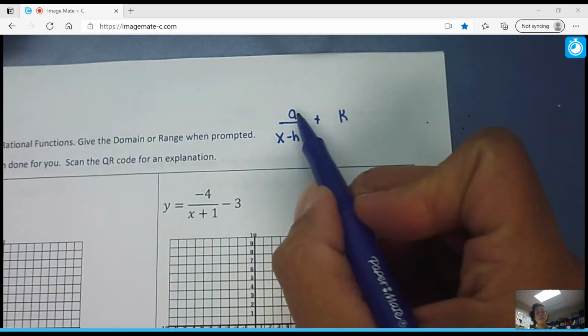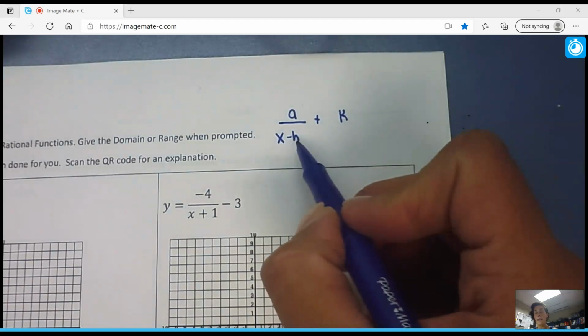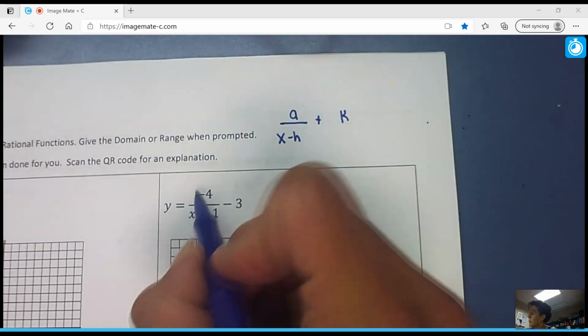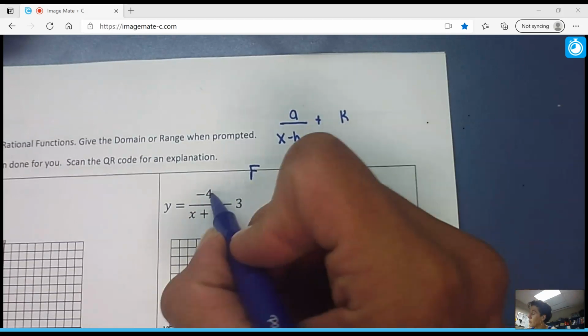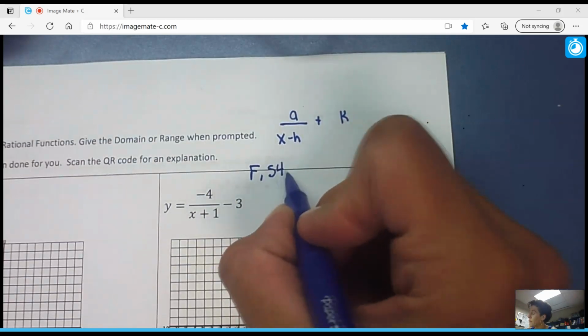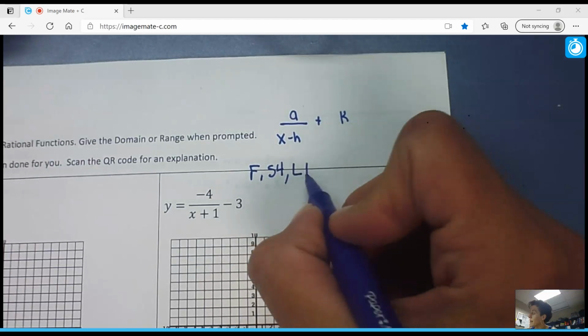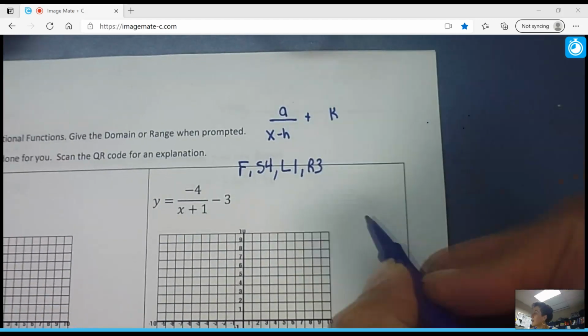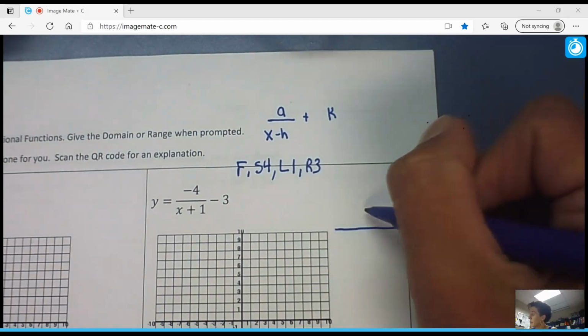A is where we will see our stretch, compress, and flip. H, we always take the opposite, that's our left-right, and K is what we do when we need to go up or down. So in this problem, we will have a flip, we will have a stretch of 4, we will have left 1, and here we will have right 3. So the first thing we need to do is make our table.